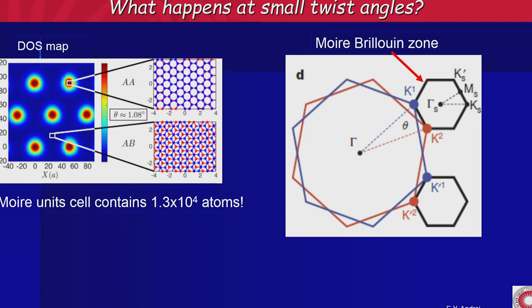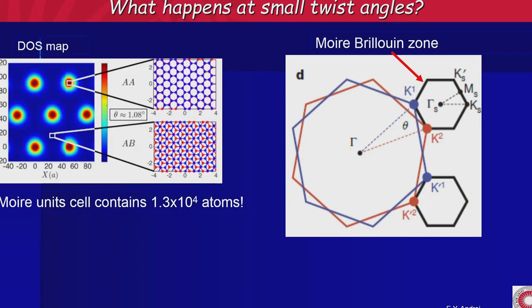This is the density of states map. These points are AA. The A atom in the top graphene is sitting on top of the A atom in the bottom graphene. The dark region is AB like that. And this is the Brillouin zone. You have a moiré Brillouin zone. This is the small segment here, which does all the new physics. So this is at one K point, and this is at the other K point. So in the twisted graphene, this is the Brillouin zone that matters. This one you have to forget about.